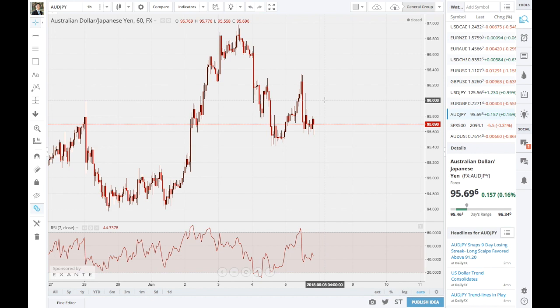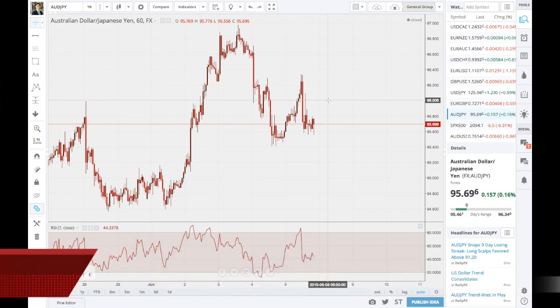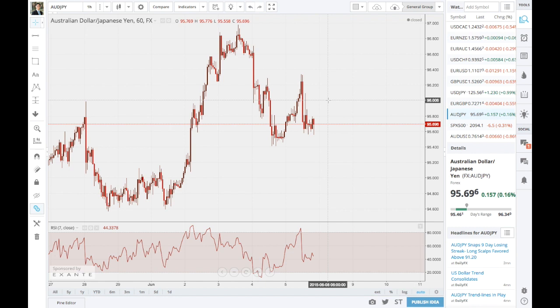Right, so the first pair that I want to go through is the Aussie Japanese yen. If you look at the Forex Factory events calendar, you can see that next week itself, a lot of high impact Aussie news are being lined up. So that's why this week's focus will be a lot on the Aussie pair itself. So the first one is the Aussie Japanese yen.